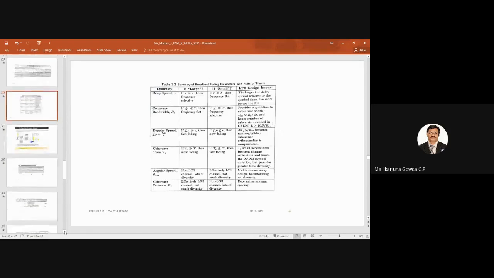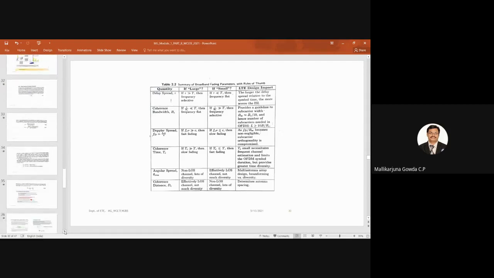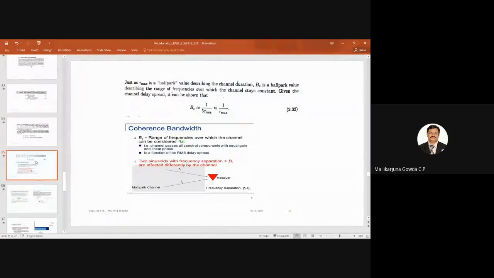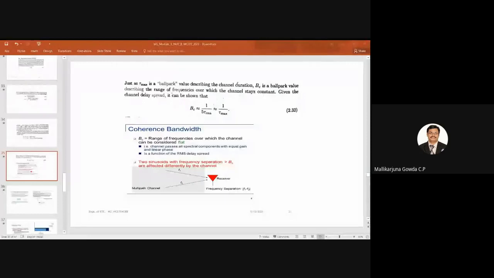Means that you will be able to correlate quickly. Okay. Yeah. With this slide, I think I will be able to explain what is coherence bandwidth. Are you able to see this slide now?